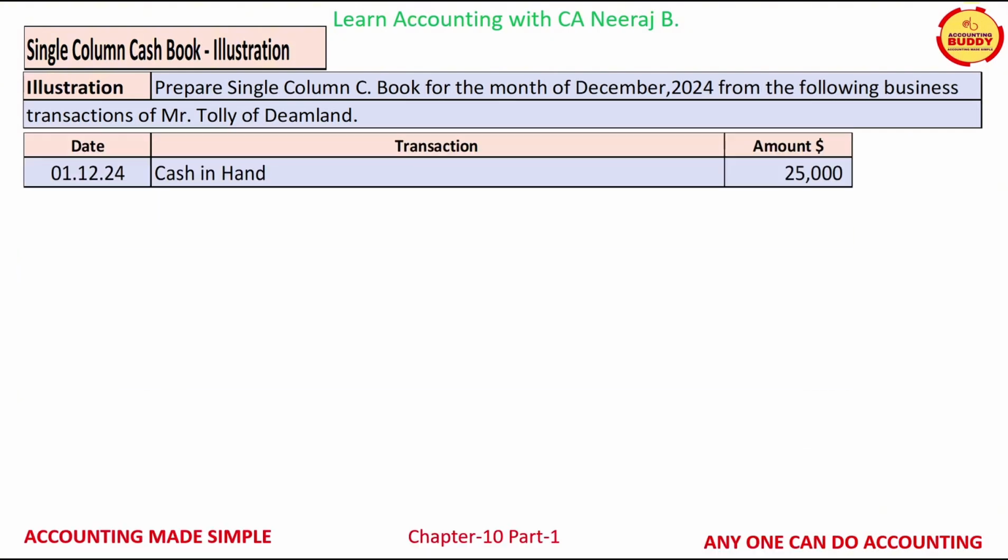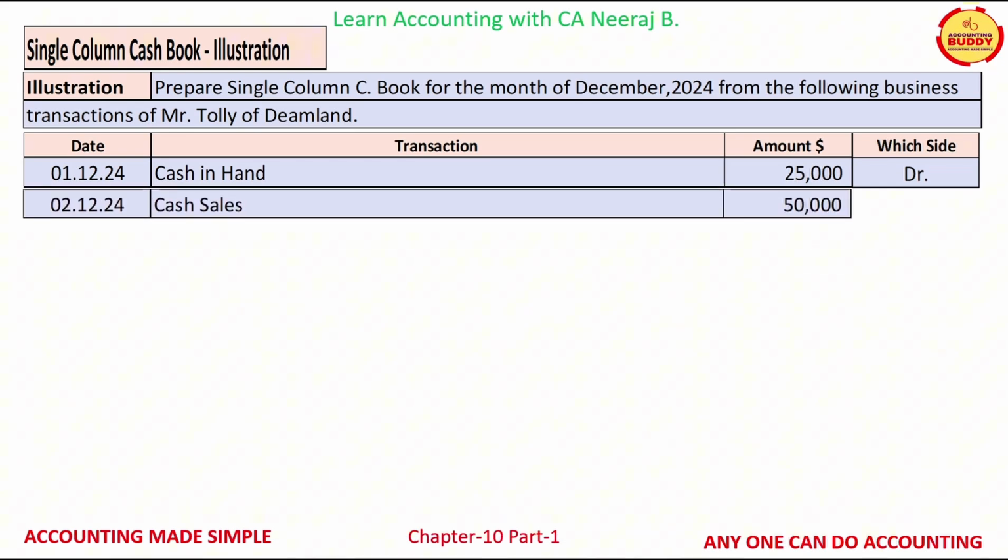In the beginning of the month, on 1st April, the business has an opening cash in hand balance amounting to $25,000. Cash in hand, being an asset, will have a debit balance and will appear on the left hand debit side of the cash book.